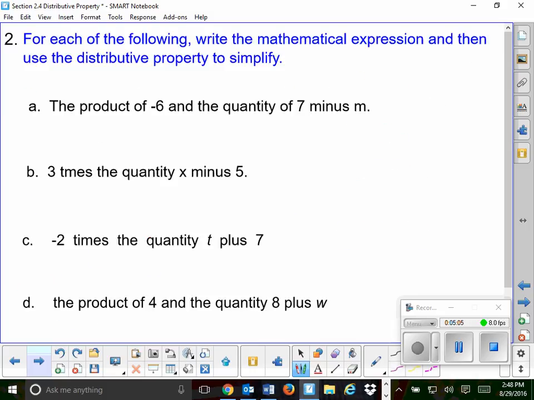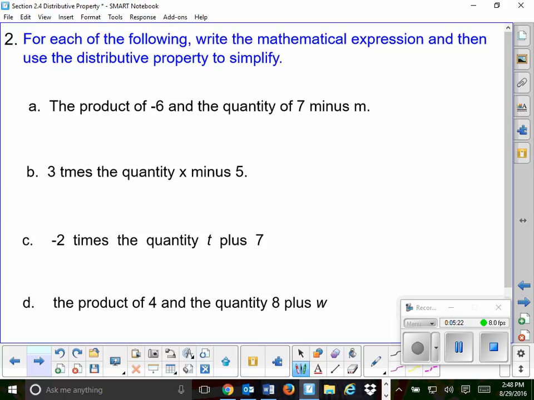Here are 4 problems, and I would love for you to take the time and try to write these out from English into mathematical notation, and then do the distributive property. I'll do the first one for you, and then you can pause and work on the others.